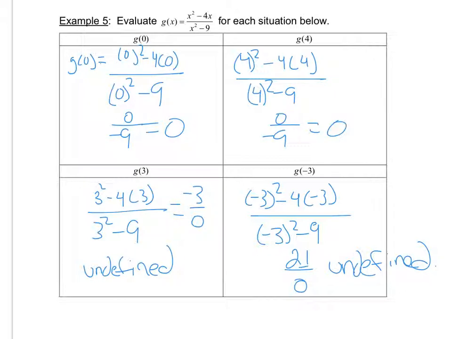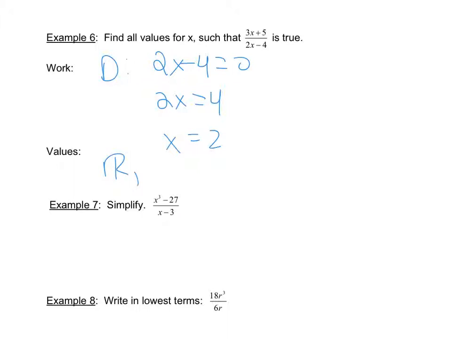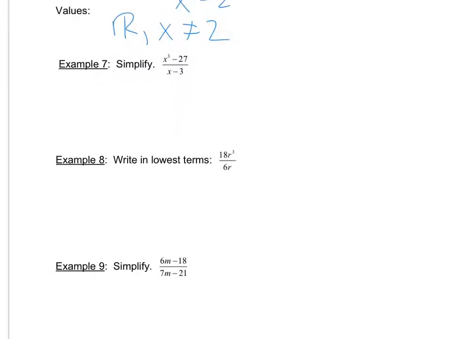Let's take a look at some more rational functions. Alright, it says find all values for x such that 3x plus 5 divided by 2x minus 4 is true. So what they're saying is find the domain. So the domain, remember, set denominator equal to 0, solve. 2x equals 4, so x equals 2. So x can't be 2. So the values are all real numbers except x cannot equal 2. Okay.